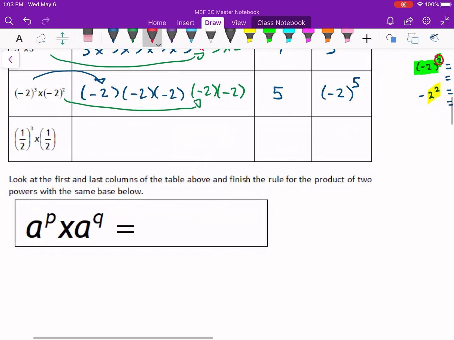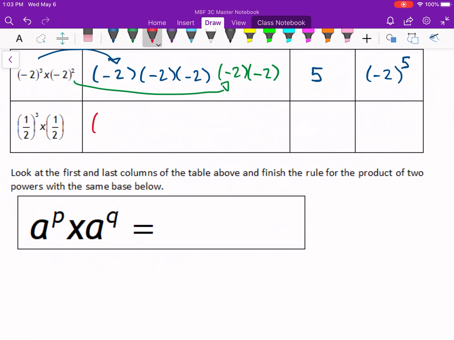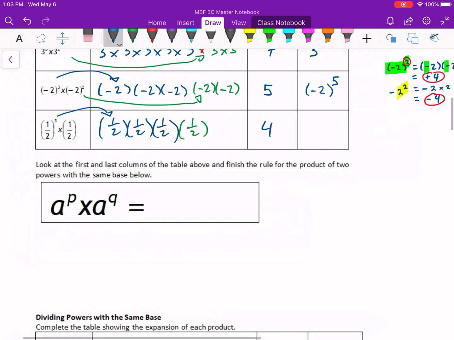All right, back to this one. It doesn't matter if the base is a fraction. I can do a half times a half times a half. That's what the first one means. I'm going to multiply that times one more, 1/2. Made a bit of a mess of that bracket. Let's fix that. How many 1/2s do I have? I have 4 of them. So then I have 1/2 to the exponent 4. Again, I need the brackets.